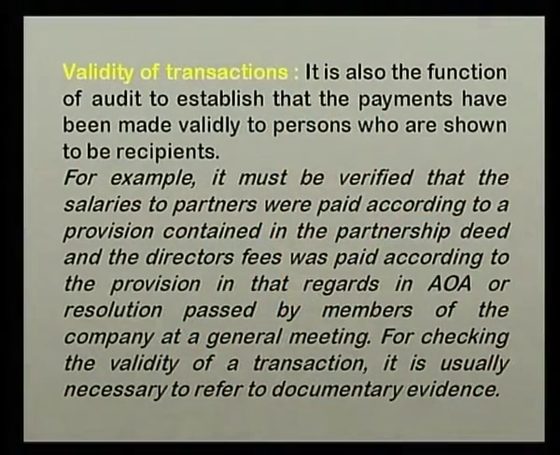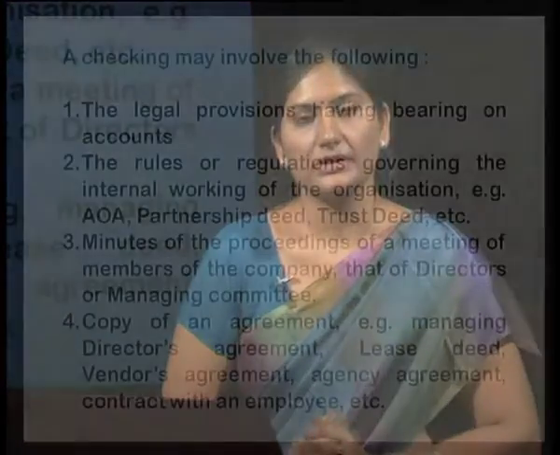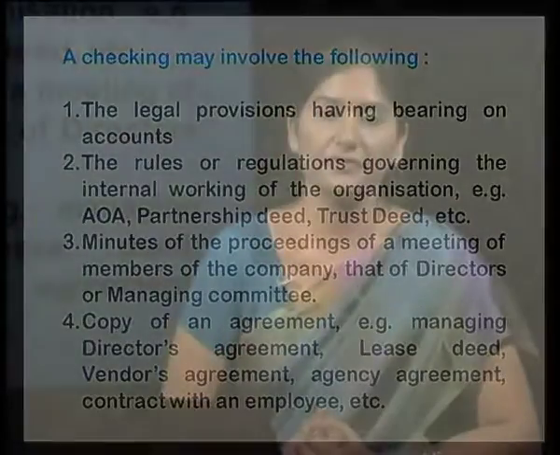Now the validity of transaction. It is also a function of audit to establish that the payments have been made validly to persons who are shown to be recipients. For example, it must be verified that the salaries to partners were paid according to the provision contained in the partnership deed, or that the director's remuneration was according to the articles of association or according to the resolution passed at the meeting of the company. So this shall be done only after the auditor has verified himself with the documentary evidence in this regard.